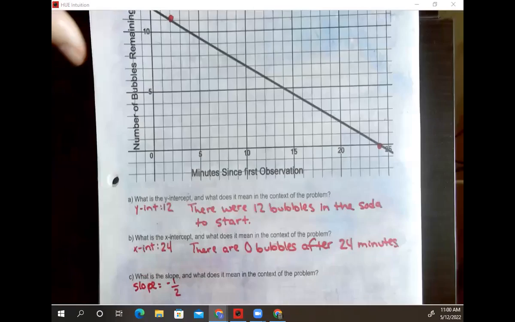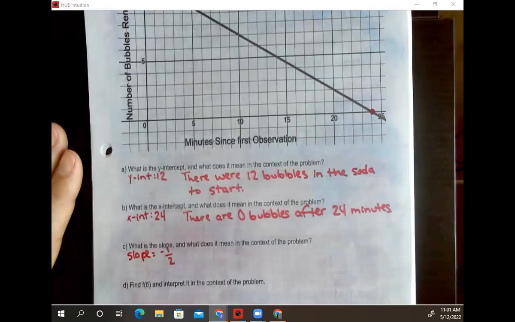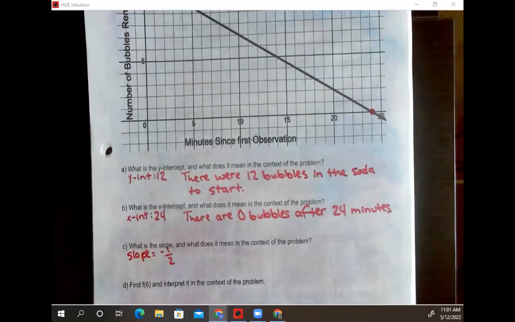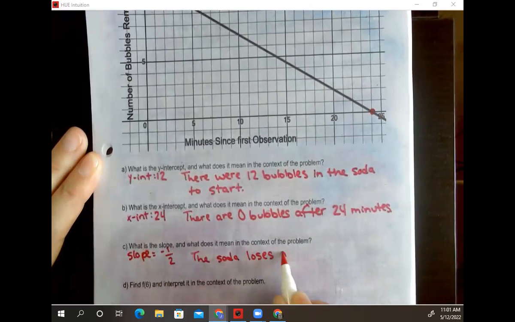So the -1 here, my page keeps sliding, the -1 here represents that we are losing a bubble. Does that make sense? I go down a bubble. And then the 2 on the bottom represents the time it takes for that to happen. So it takes 2 minutes to lose a bubble. Does that make sense? Again, I'm applying both of the labels I have to the slope here. So we'll say the soda loses a bubble every 2 minutes.